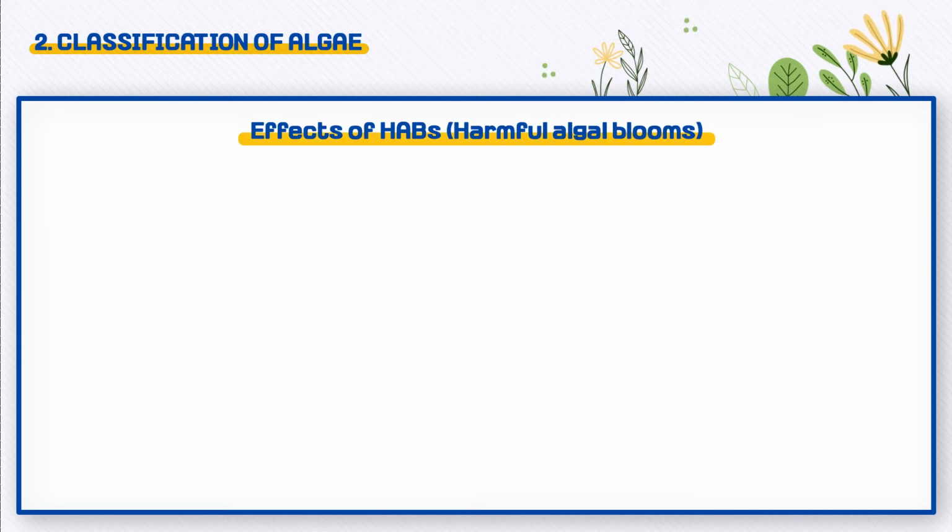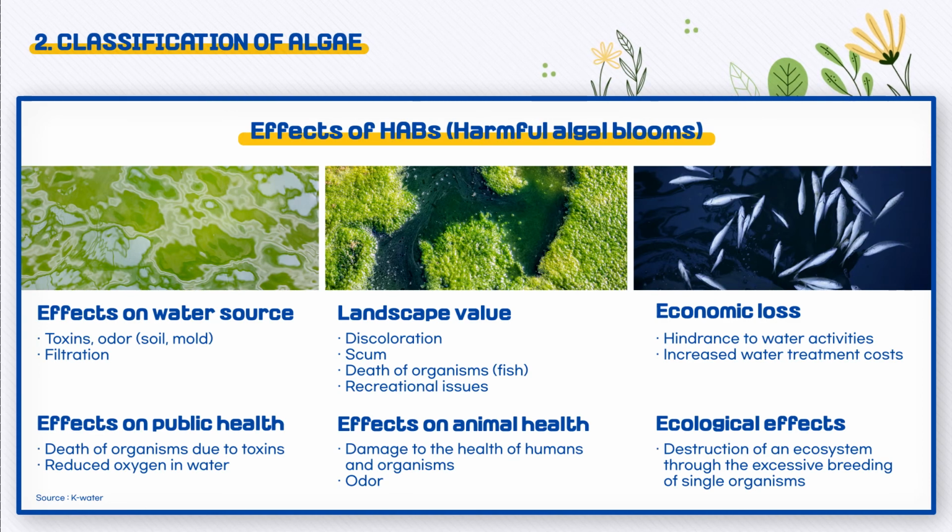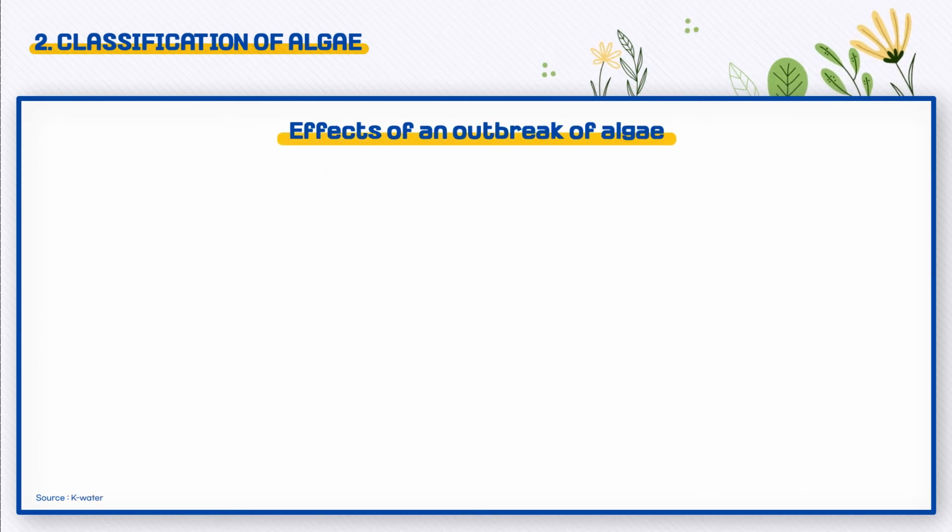When a phytoplankton outbreak occurs, especially HABs, which means harmful phytoplanktons, there are numerous adverse effects such as toxins and odor, public health, landscape value, animal health, economic loss, and ecological effects, as shown here. The outbreak of algae has several adverse effects.